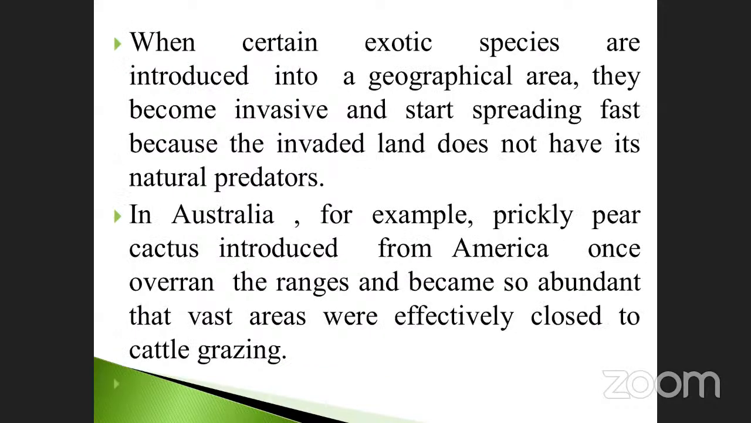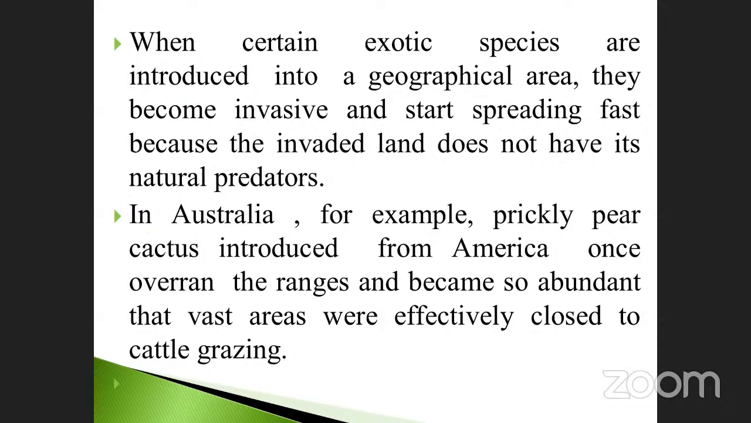Okay, my dear. When a certain exotic species is introduced into a geographical area, it becomes invasive and starts spreading fast because the environment and land do not have its natural predators. Suppose, take an example, any forest, and a new species enters. What happens? The geographical area provides support for that particular animal, and it grows very fast in nature. The land does not have its natural predator. If there is no natural predator, what happens automatically? The animals grow very fast.